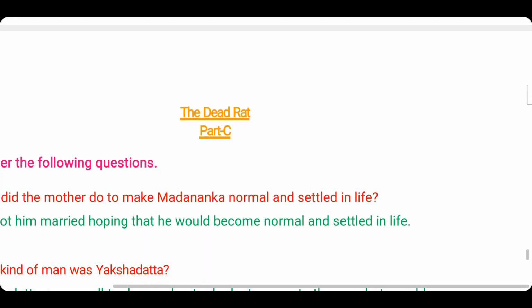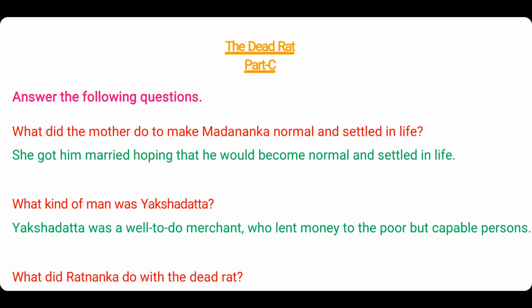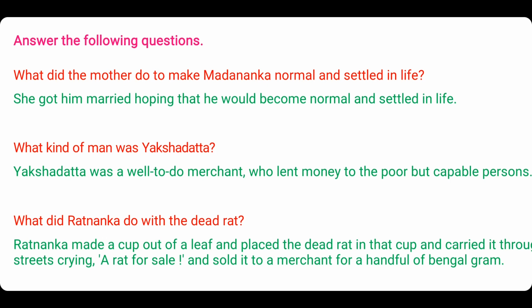On to part C, the dead rat. What did the mother do to make Madananka normal and settled in life? She got him married, hoping that he would become normal and settled in life. On to the second question. What kind of man was Yakshadatta? Yakshadatta was a well-to-do merchant who lent money to the poor but capable persons.